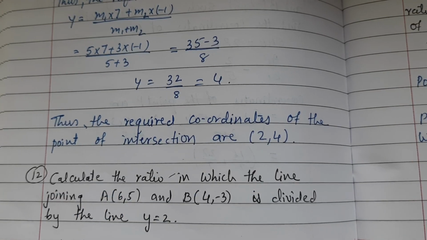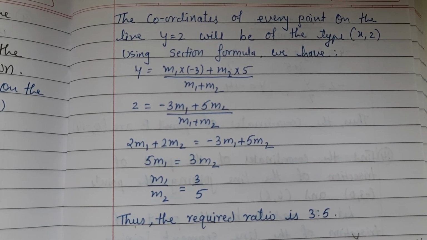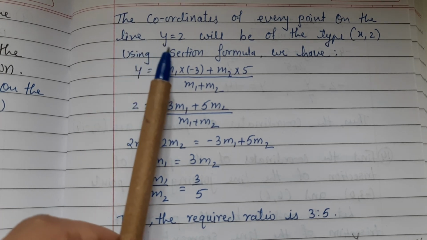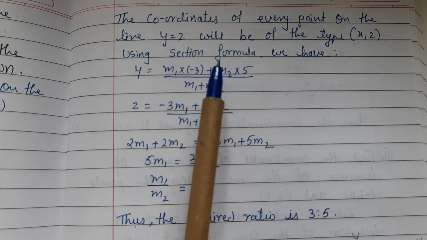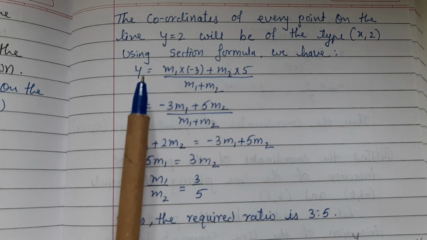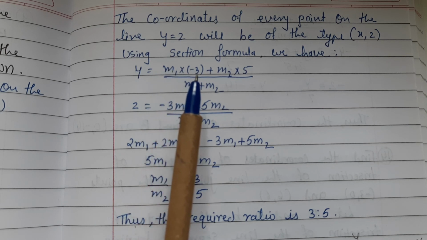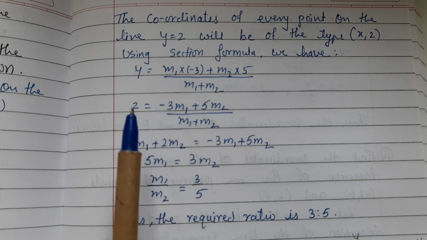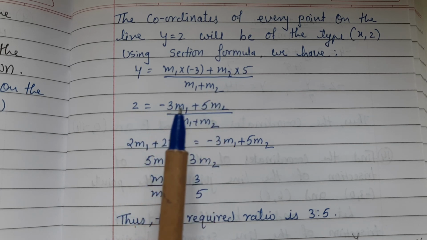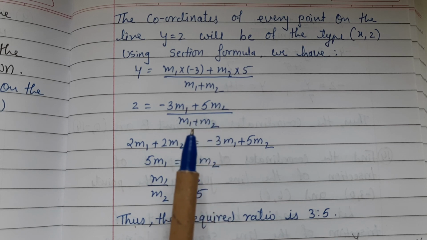Calculate the ratio in which the line joining A (6, 5) and B (4, -3) is divided by the line y equals 2. The coordinates of every point on the line y equals 2 will be of the type (x, 2). Using section formula, we have y coordinate equals (m1 into -3 plus m2 into 5) upon (m1 plus m2). 2 equals (-3m1 plus 5m2) upon (m1 plus m2).